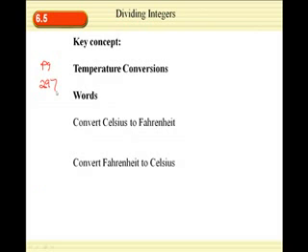So here's our formulas. Temperature conversions. We need to convert Celsius to Fahrenheit. So here's your formula. Fahrenheit equals 9/5 C plus 32. So if I give you a temperature in Celsius, you would substitute it in, multiply it out, add 32 to it. That changes it to Fahrenheit.